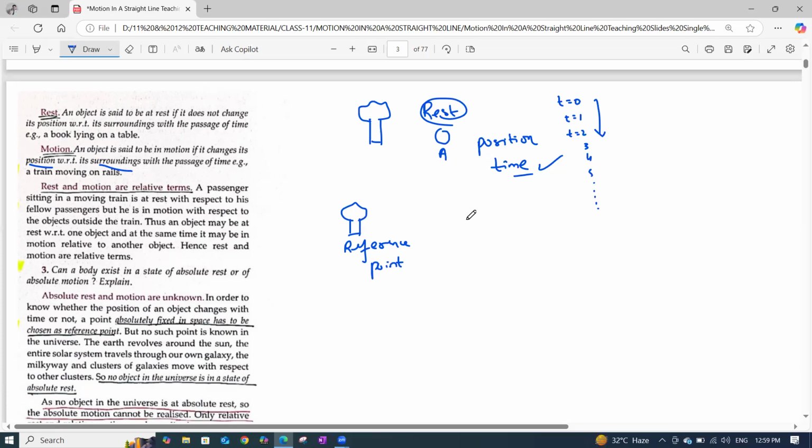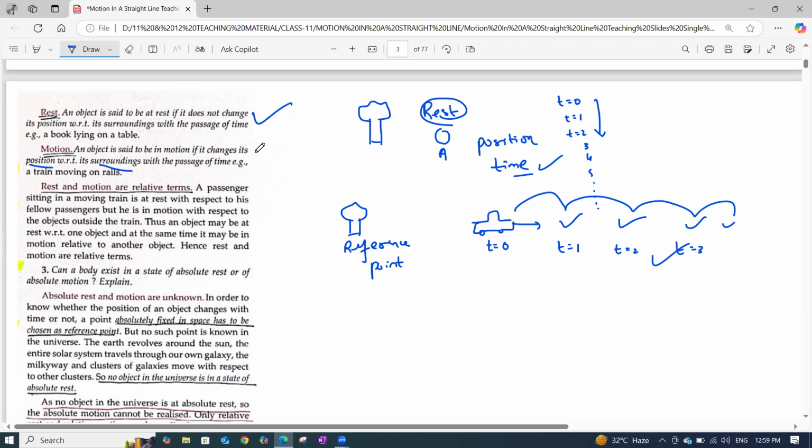Consider there is a car. Now, time t is equal to 0 second. Now car is moving. When time is equal to 1, car came here. When time is equal to 2, car came here. Time is equal to 3. Like that, car will be changing its position with respect to time as well as surrounding. That is known as motion. So here we have definitions for rest and motion.